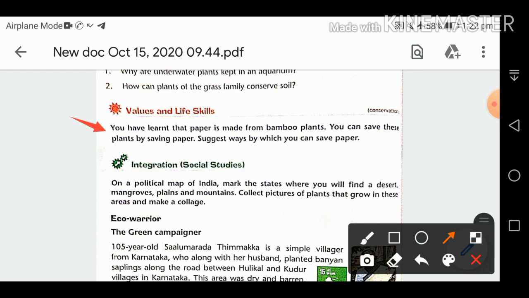We can use a pencil so that when something goes wrong we can erase it and use the paper again. We do not tear blank paper. We have to write on both sides of the paper. You can also suggest some ways to save paper, and by saving paper we can save the plants.